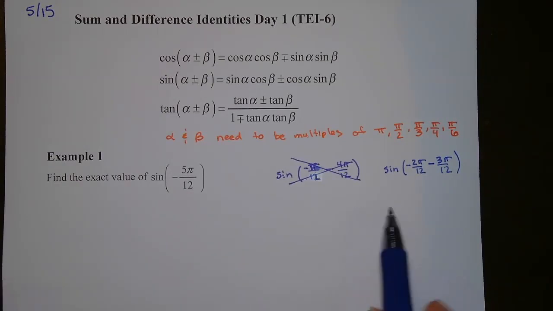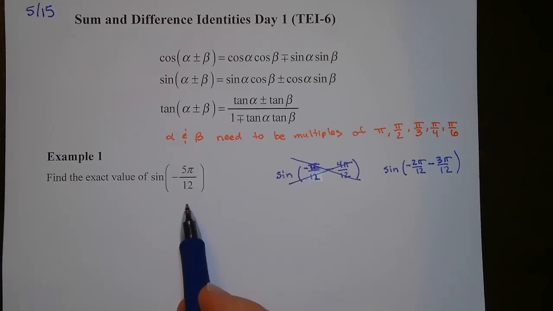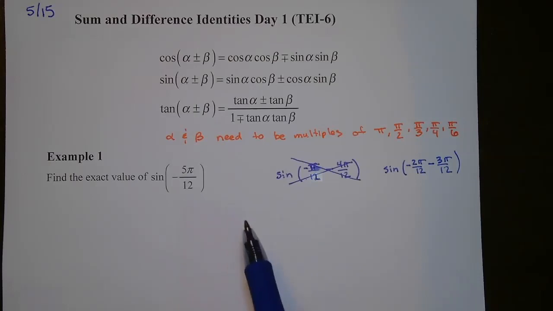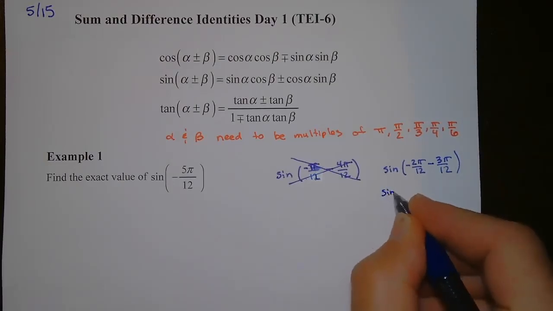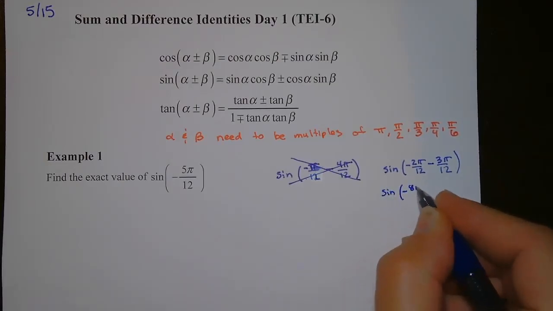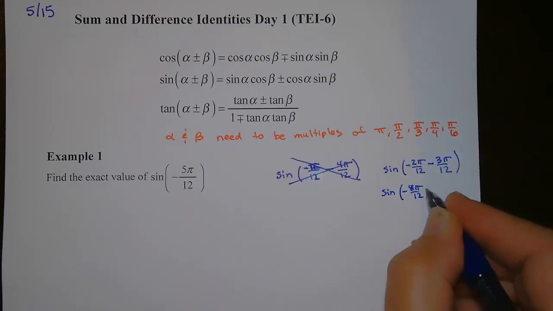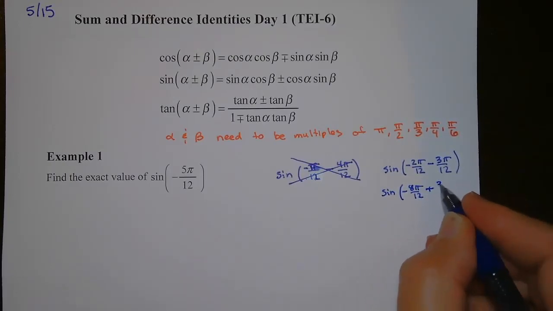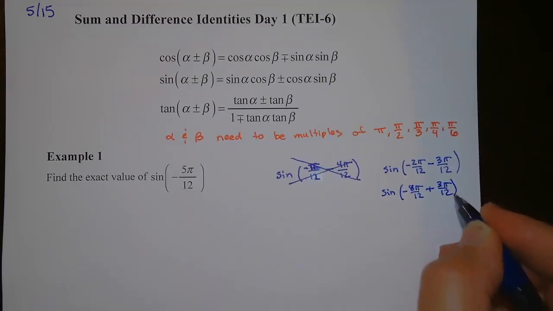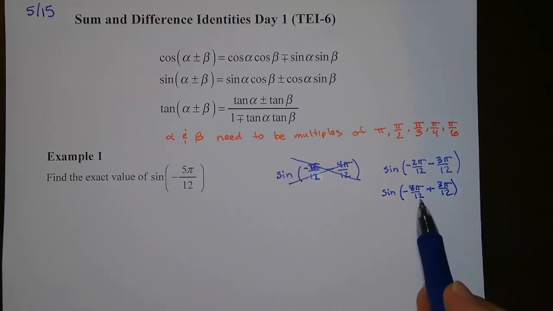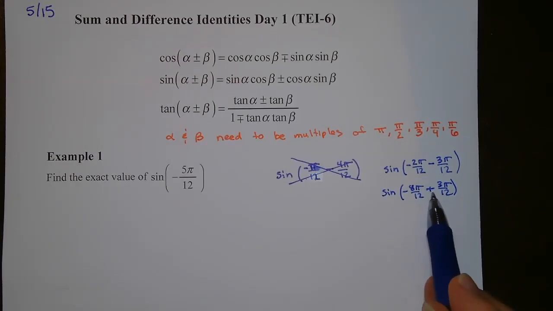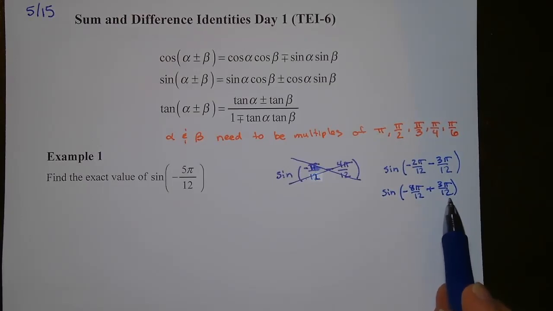You could have also done negative 8 pi over 12. Let me just write it. Sine of negative 8 pi over 12, but I would have to add 3 pi over 12, right? So in this case, my alpha would be, and this one reduces because they're both divisible by 4, my alpha would be negative 2 pi over 3, and I'd be adding, and my beta angle would be pi over 4.